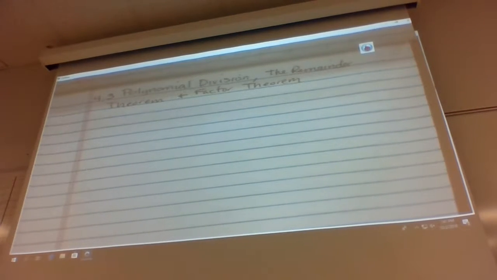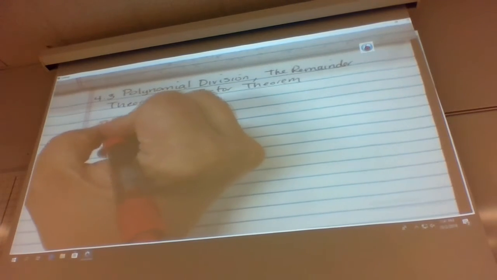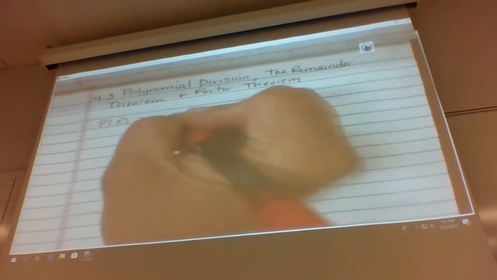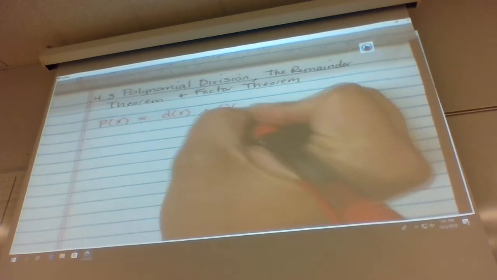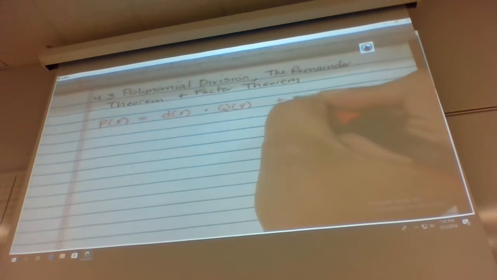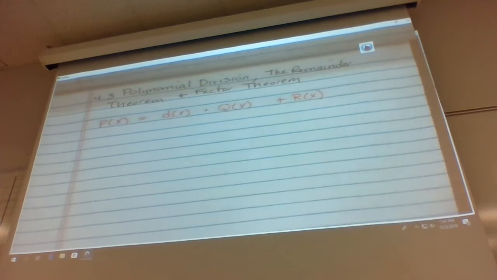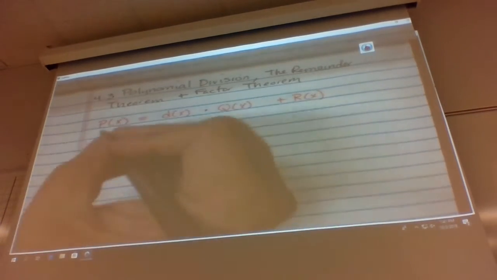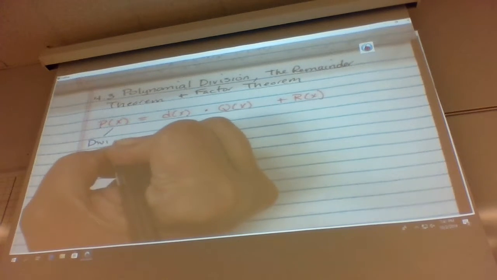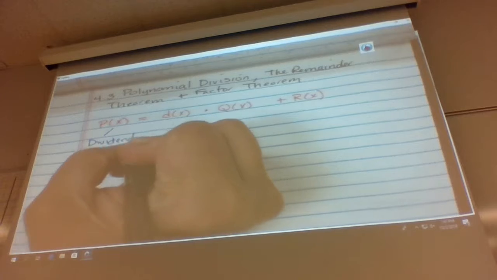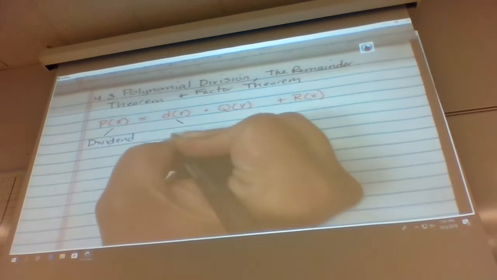So, the first thing we need to understand, we have P of x equals D of x times Q of x plus R of x. Now, this P of x represents your dividend. This is your divisor.